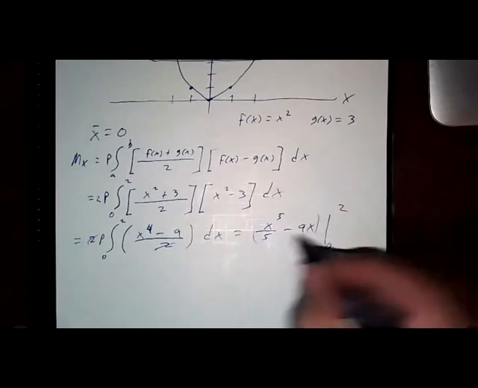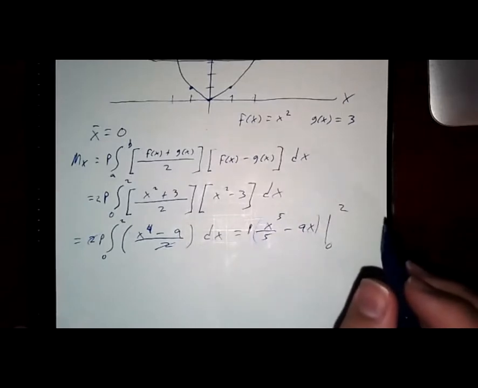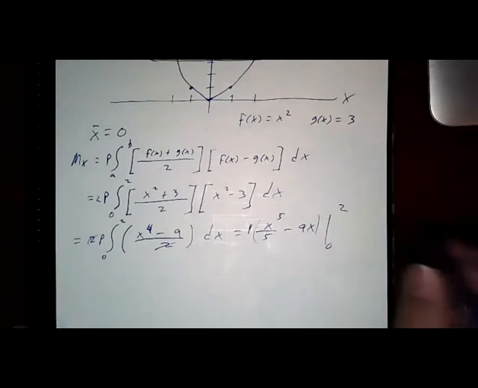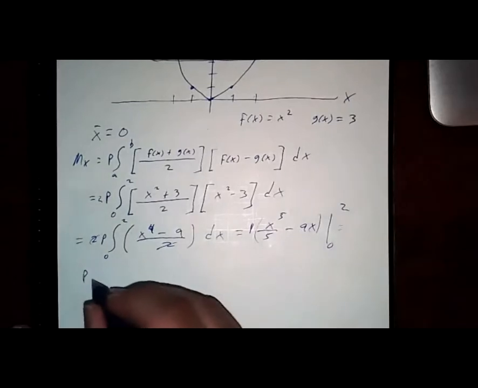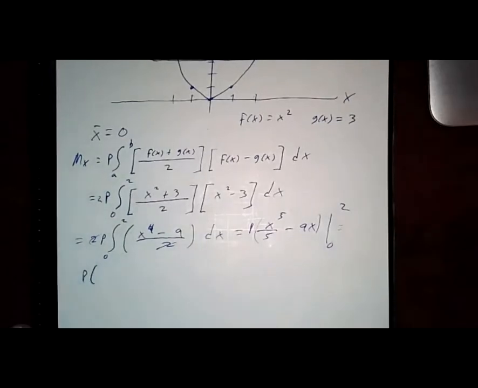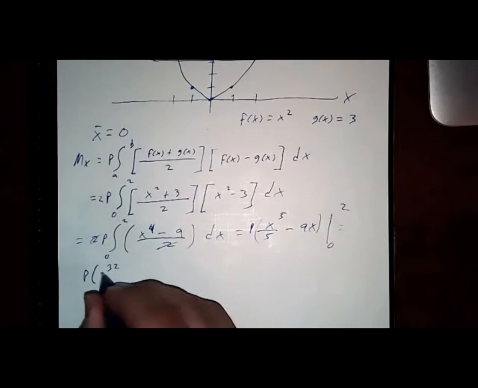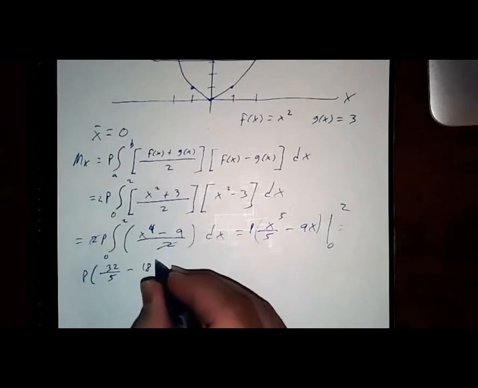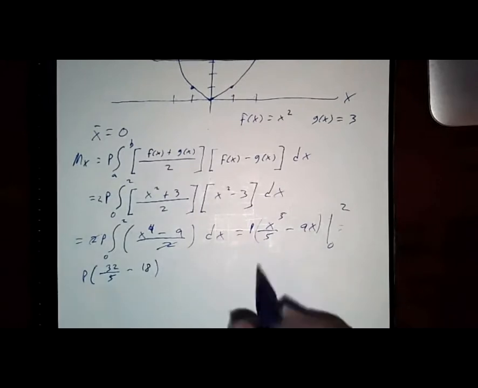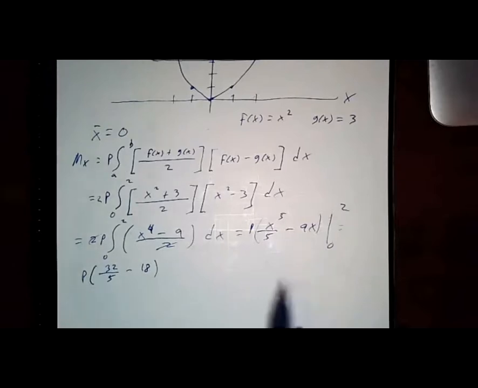Now don't forget my p, I guess. So that would give us p times 2 to the 5th. What is that? 32? Is that right? Yeah. Minus 0. So there's my Mx.